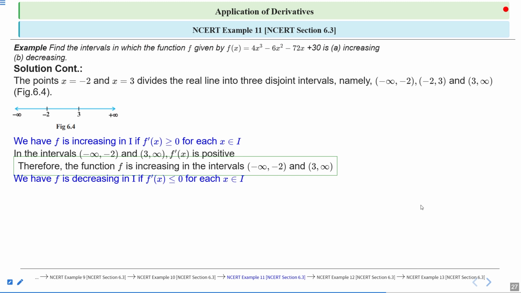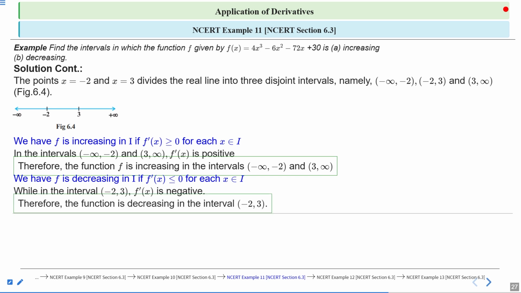So now we have f is decreasing in I if f'(x) is less than or equal to 0 for each x belongs to I, right? While in the interval minus 2 to 3, f'(x) is negative. Therefore, the function f is decreasing in the interval minus 2 to 3, right? Since f'(x) is negative, right? Okay. So let's move to the next example now.